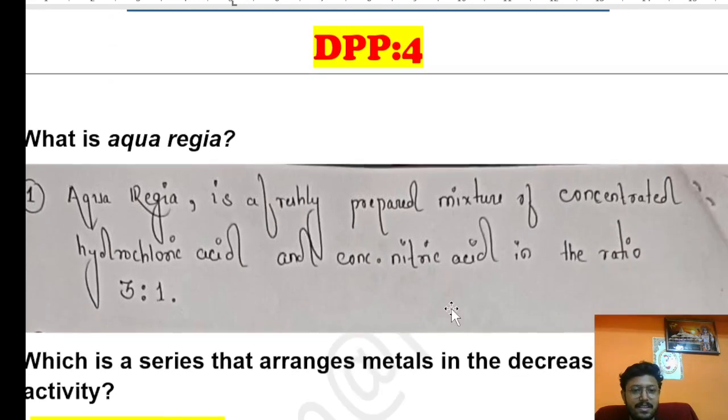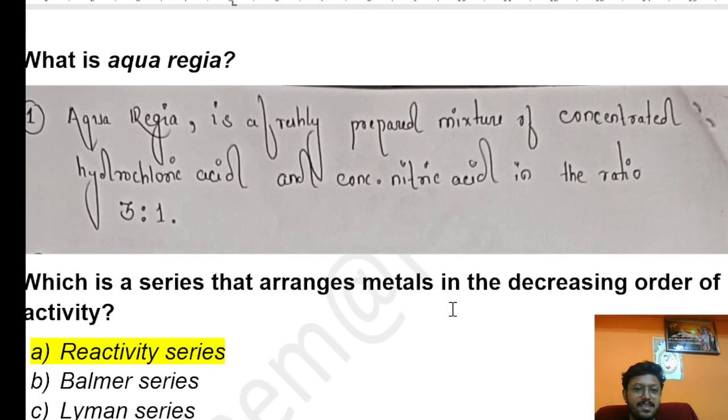So first question is, what is aqua regia? Dear student, question number 1 directly came in CBSE 2025, and it is an expected question also. So what is aqua regia? Aqua regia is a freshly prepared mixture of concentrated hydrochloric acid and concentrated nitric acid in the ratio 3:1.